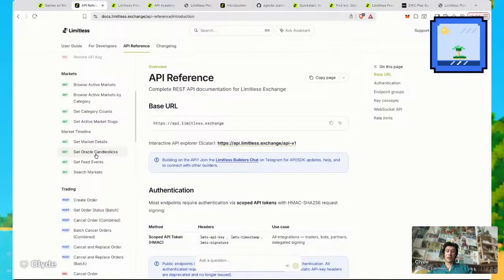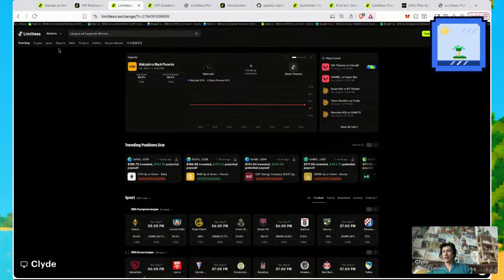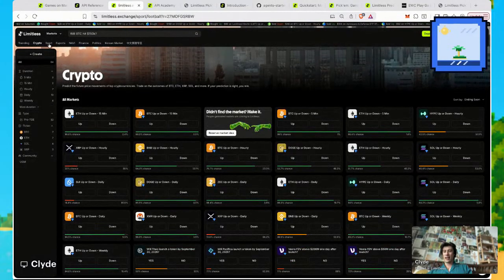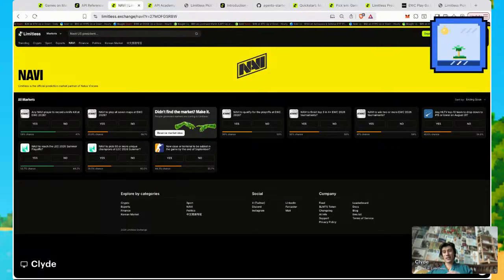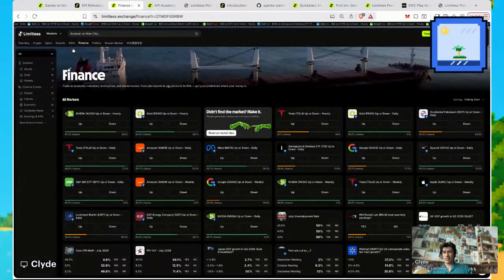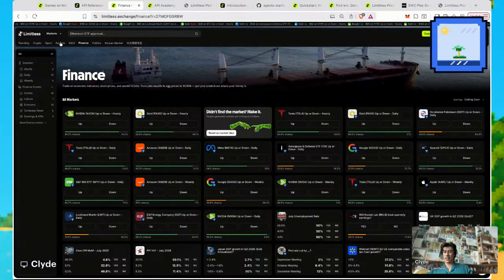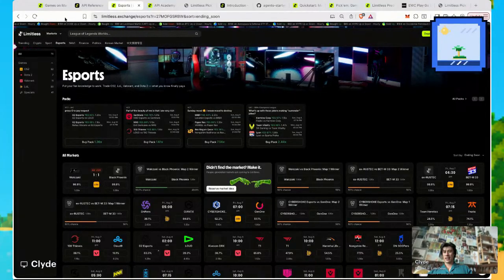Be it getting different details about all the different markets that exist. Of course, we have markets across not just Ethereum and Bitcoin short-term markets, but sports, esports, big in finance, and we also have Navi, which is similarly esports adjacent. And this is really where we excel at Limitless, these short-term price markets and esports, and I'm very bullish on the different integrations that could come out of this.